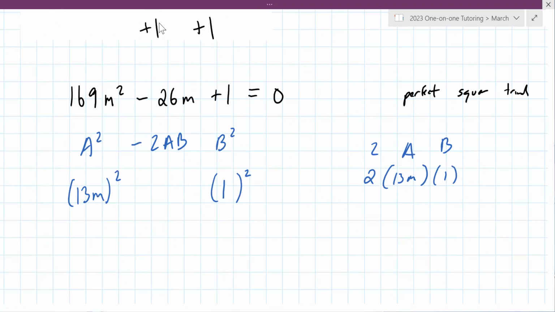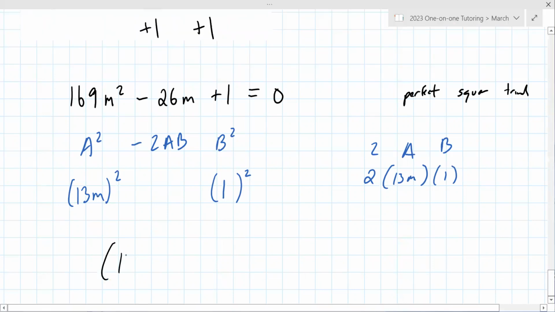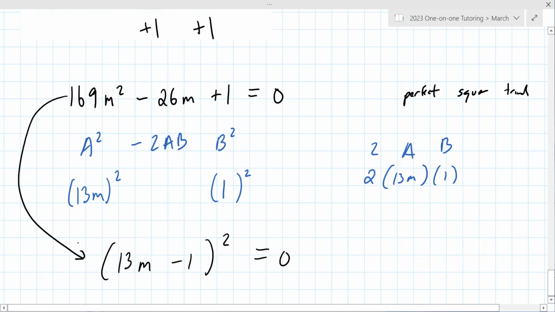So your answer is 13m minus 1 squared, like that. So this first line goes to this last line like that. Okay. All right. Any questions on that? No. Okay. No, we're not done.